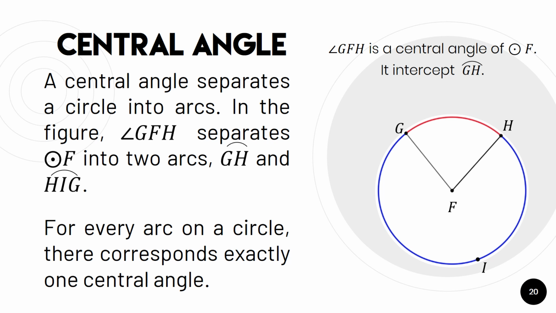A central angle separates a circle into arcs. In the figure, angle GFH separates circle F into 2 arcs, arc GH and arc HIG. For every arc on a circle, there corresponds exactly 1 central angle. Arc GH corresponds to angle GFH since the given angle contains on its ray the endpoints of the arc. Conversely, we can say that arc GH is an intercepted arc of angle GFH.